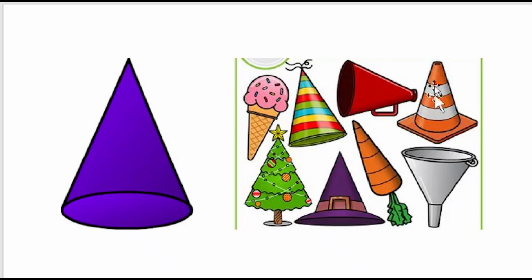This is used in games, sports. This is a Christmas tree, the tree part, not the bottom part. This is a cap, some caps or some hats. This is a carrot, except for the stalk. This is a funnel. So these are more or less conical in shape.